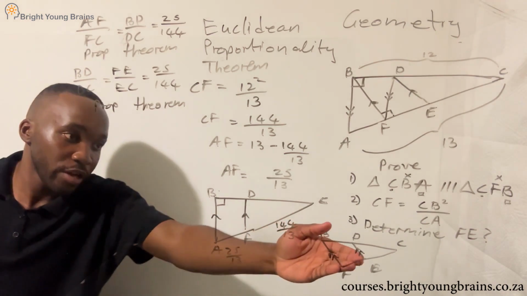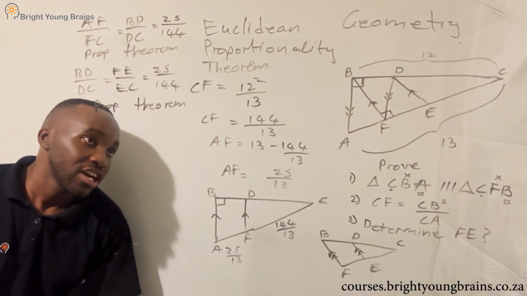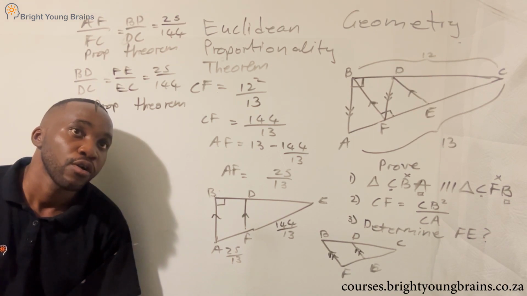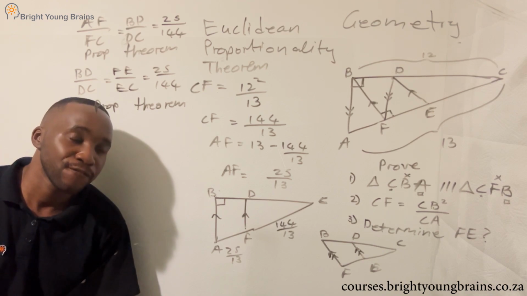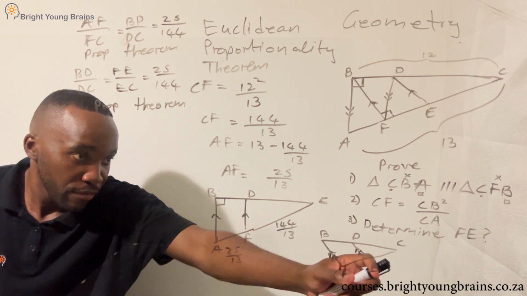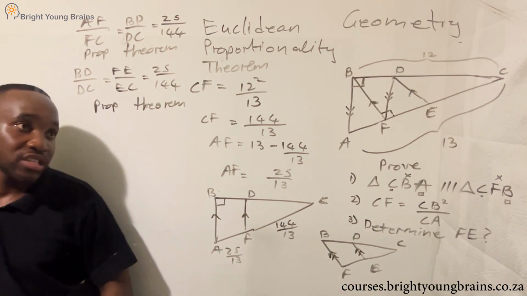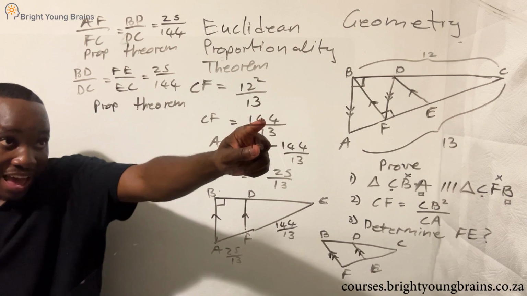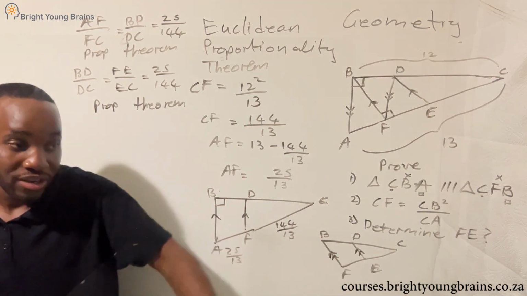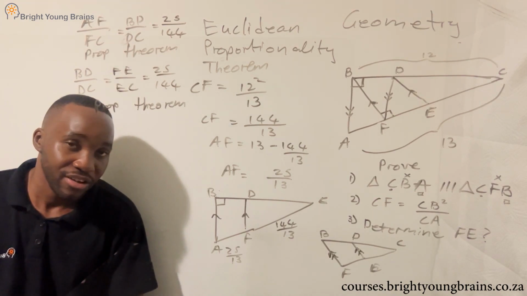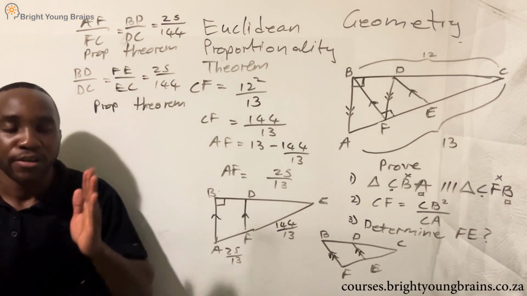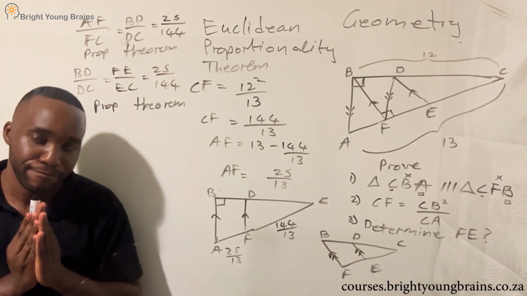So now you have a ratio for FE and EC, and the ratio there is purely just 25 over 144. So because you now have a ratio for the FE and the EC, you can easily now use the actual length of CF to get you the actual length of FC, or FE rather. Let me slow down and let me say everything from the beginning.